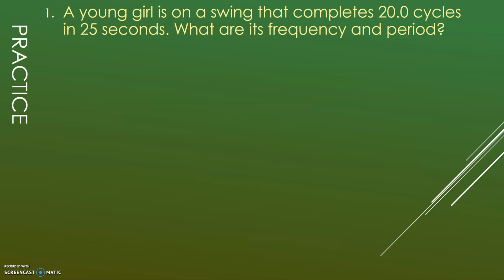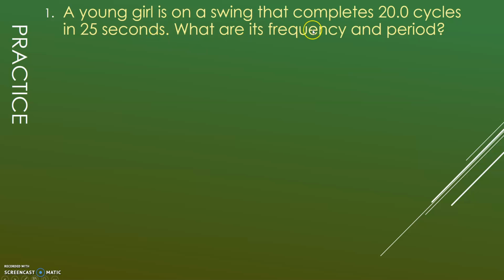A young girl on a swing completes 20 cycles in 25 seconds. So we know that they have a number of cycles and a number of time. So our frequency is just the number of cycles divided by the time it takes. So if we take 20 divided by 25, that's going to give you 0.8. Then for the period, it's the time divided by the cycles. So you just take 25 divided by 20, which gives you 1.25. So it takes 1.25 seconds per every tick-tock on this swing.